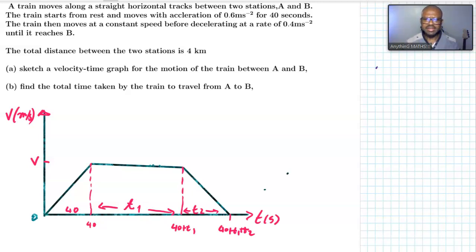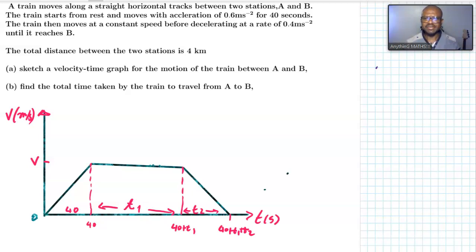When you look at the graph carefully, we can see that this is a trapezium. In order to find the total distance traveled, we must be able to find what V is and also find what T1 and T2 are. So with the information given, we can find what V is. Shall we?